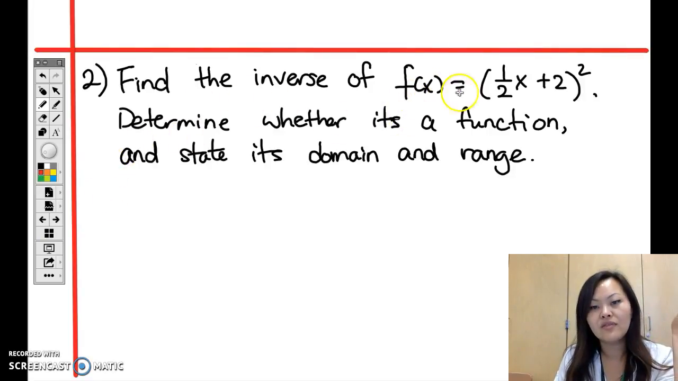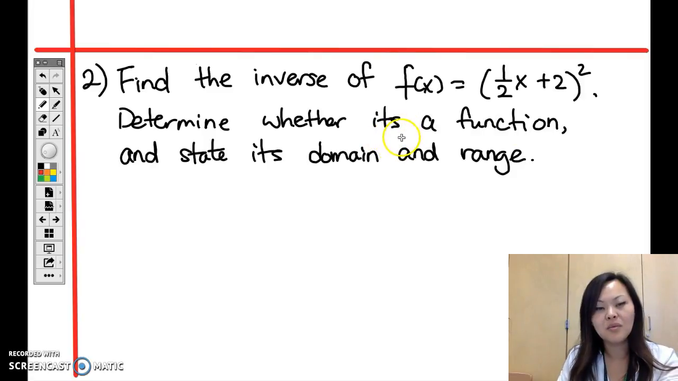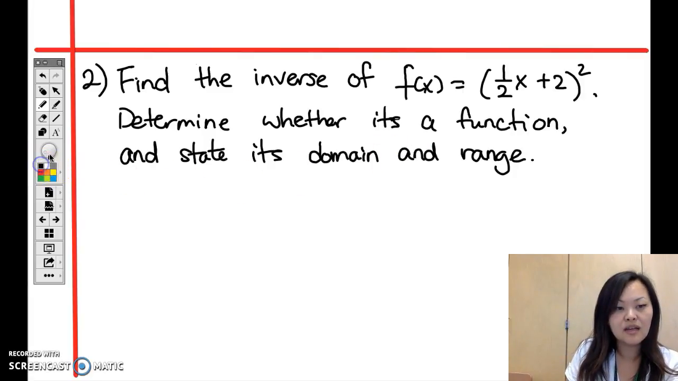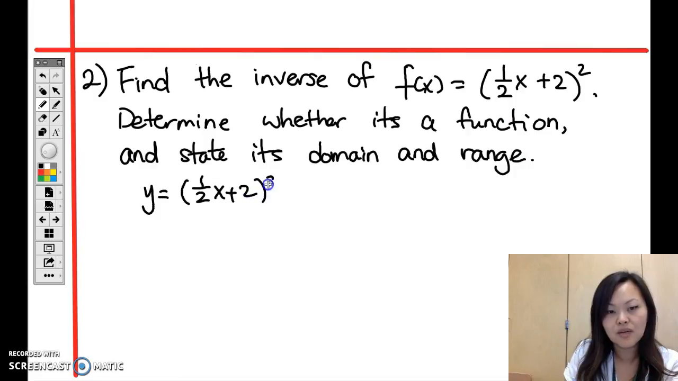Find the inverse of f of x is equal to blah, blah, blah. Okay, so now you have to actually find the inverse of this graph, okay? And what you have to do, in case you don't remember, to find the inverse of anything, you have to just switch the x and the y and then solve for y. So let's just do that. F of x is just a fancy way of saying y. And then I'm going to copy the rest, 1 over 2x plus 2 squared.